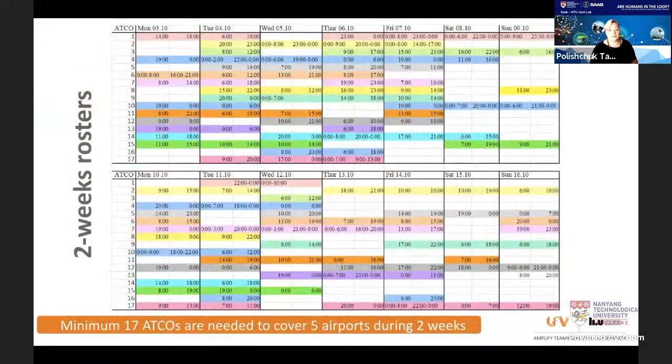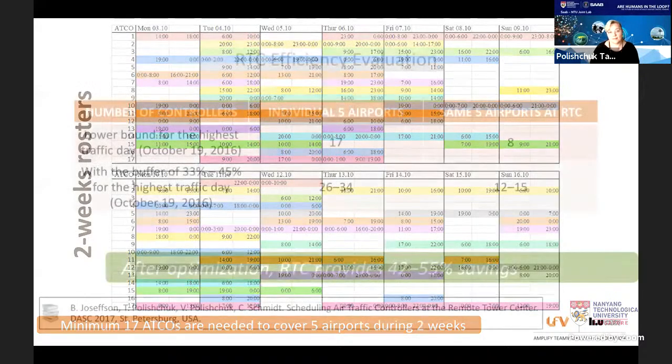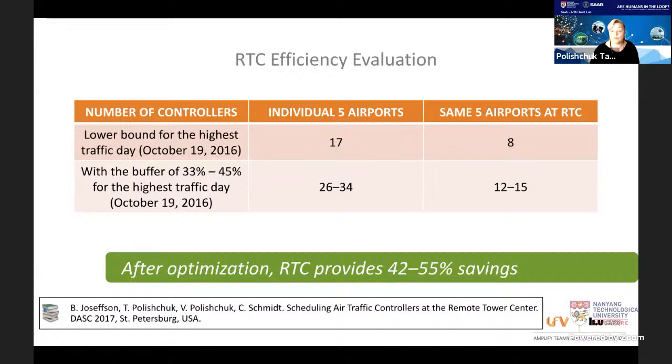We also looked at 2-week rosters, longer rosters, adding all the constraints on weekends, nights, and time between the shifts. We end up with 17 controllers needed to be employed in a remote tower center for 5 airports. This kind of modeling, which is described in detail in the paper given below, helps us to evaluate RTC efficiency: how a remote tower can save cost, and how much we can save on human resources.